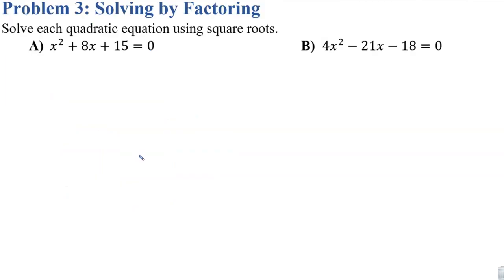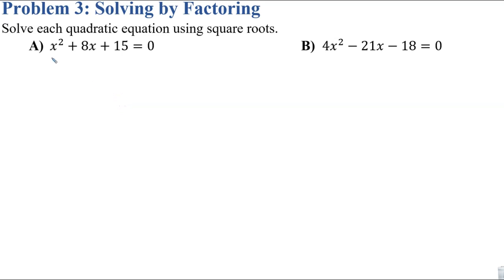Okay, in problem 3, we're going to once again utilize that zero product property. The difference here is we're not going to give you the quadratic in factored form. So the first step is going to be to factor it, and then once we have it factored, we can set each factor equal to 0 and solve to utilize that zero product property.